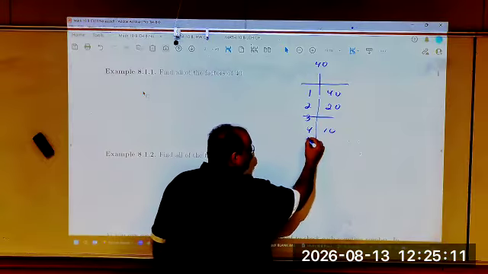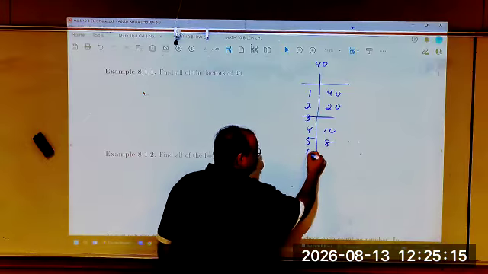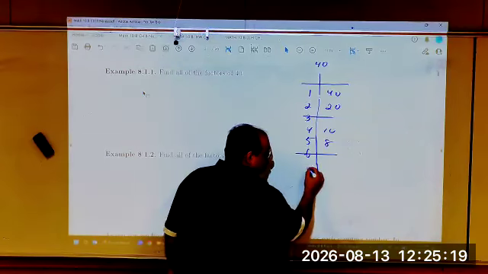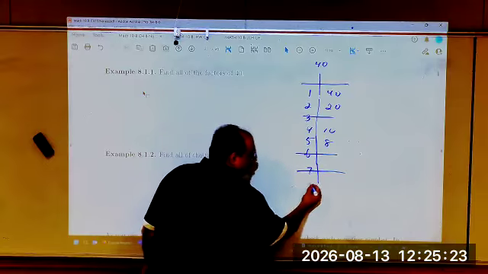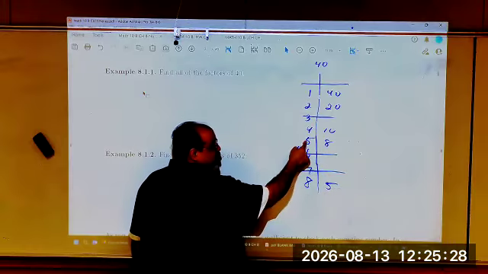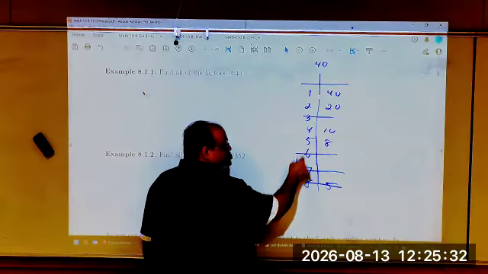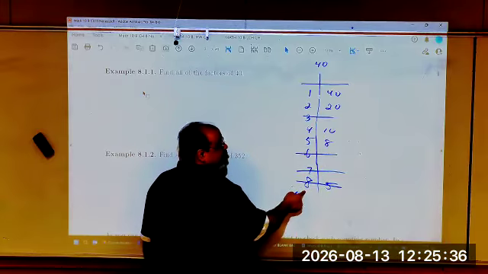Then go to the next number. 5 times 8. 6 doesn't go into 40 evenly. 7 doesn't go into 40 evenly. And then when you get to 8, you're going to get 8 times 5, which is the same as 5 times 8. So when you get to a repeat, you stop, it doesn't count.